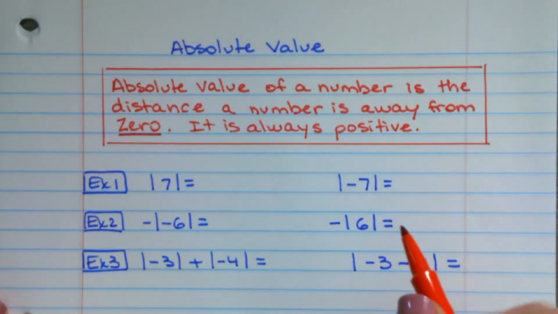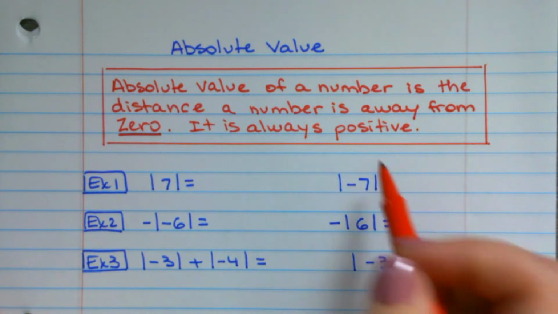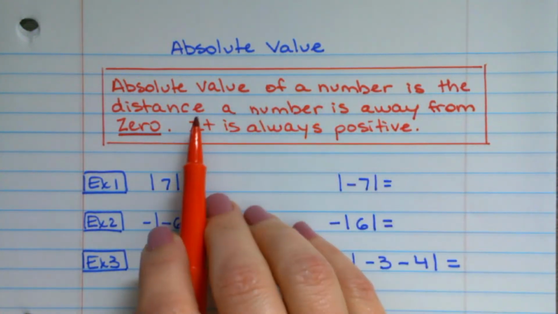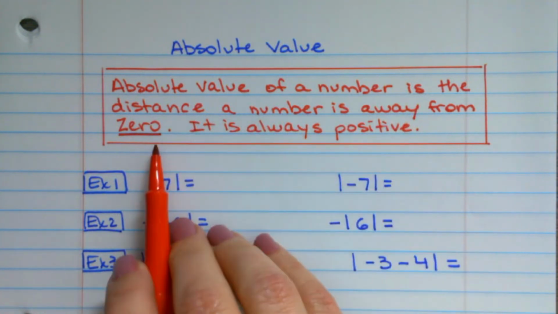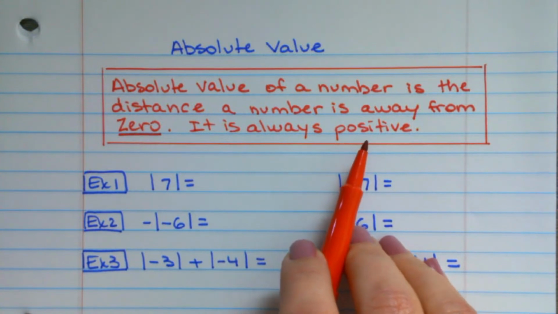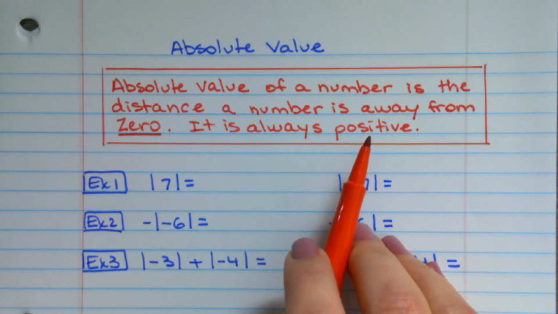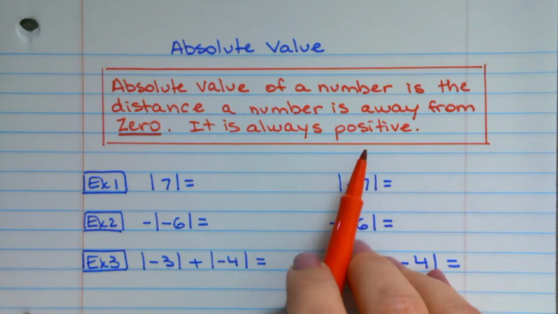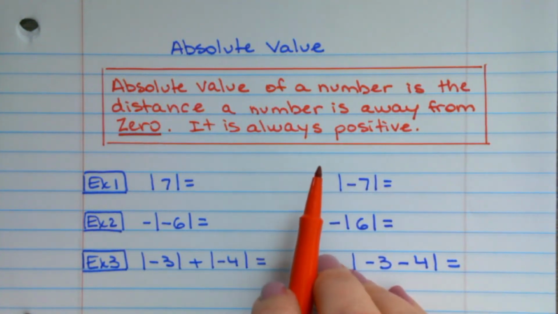In this video, we will talk about absolute value. And all that is, the absolute value of a number is the distance a number is away from zero. And it's always positive. Yesterday, we talked about integers and a little bit about the number line and what it looks like and the positive side and the negative side. So if you need help with that, watch yesterday's video.